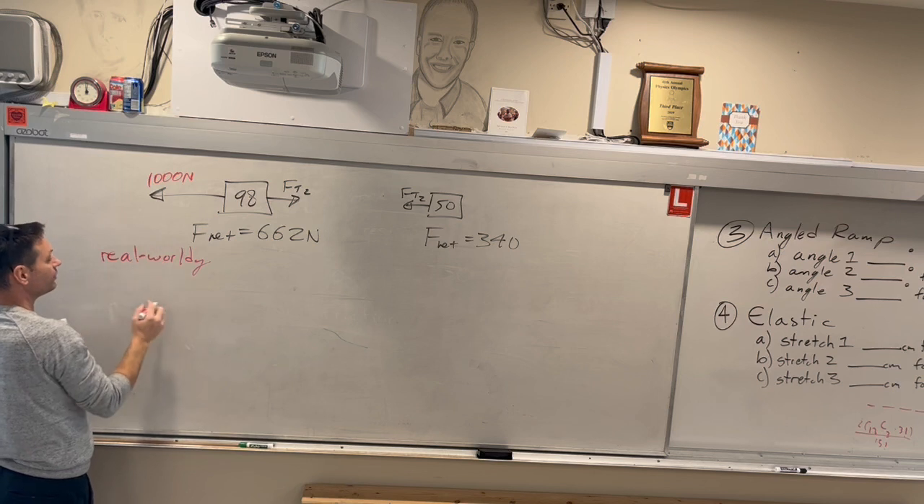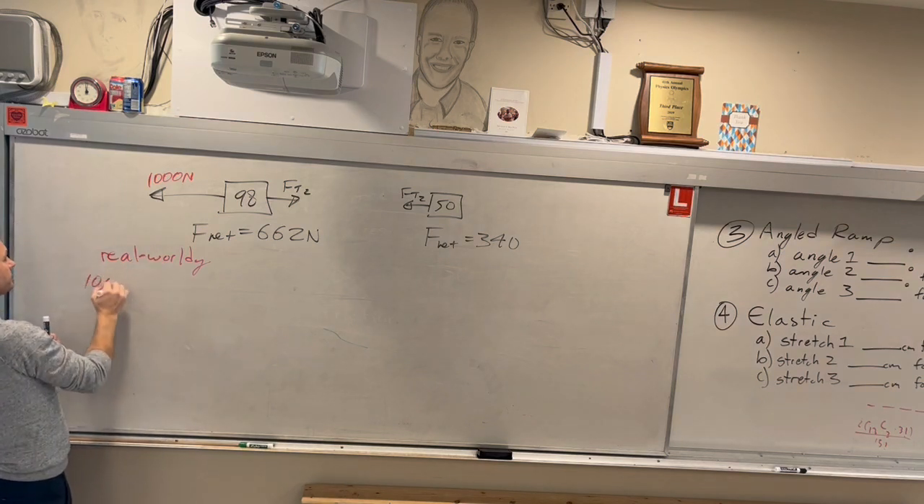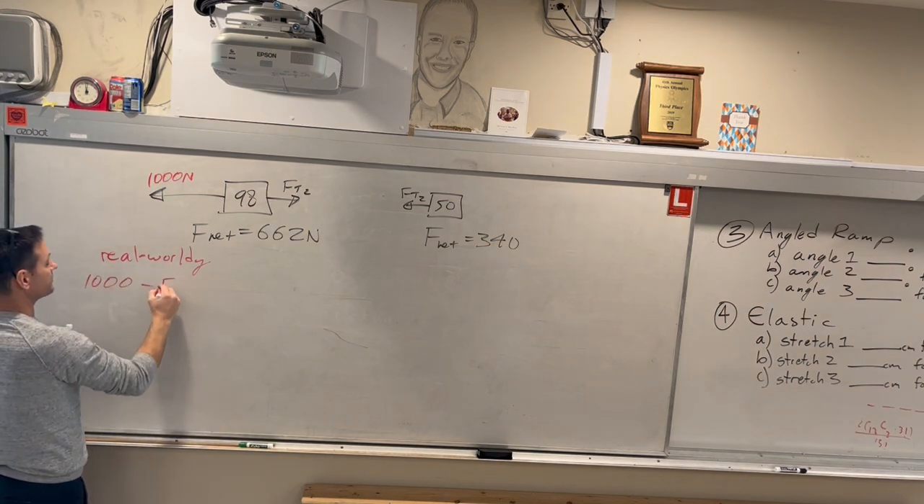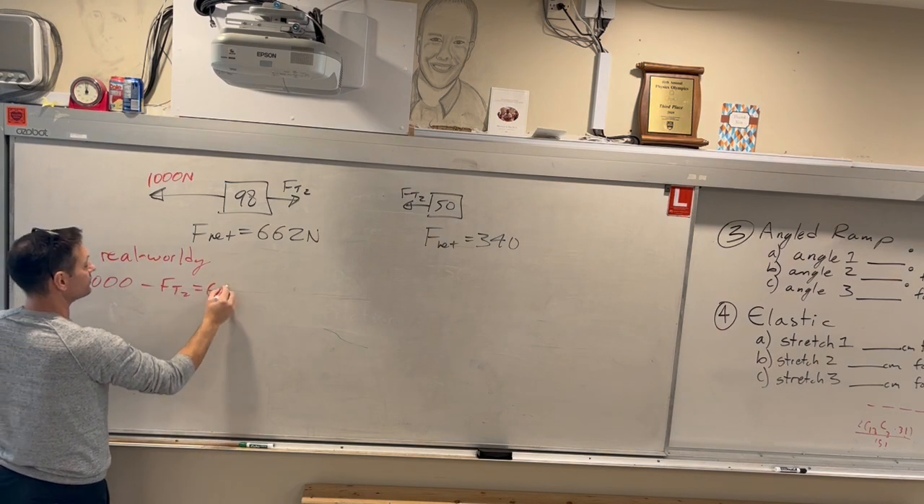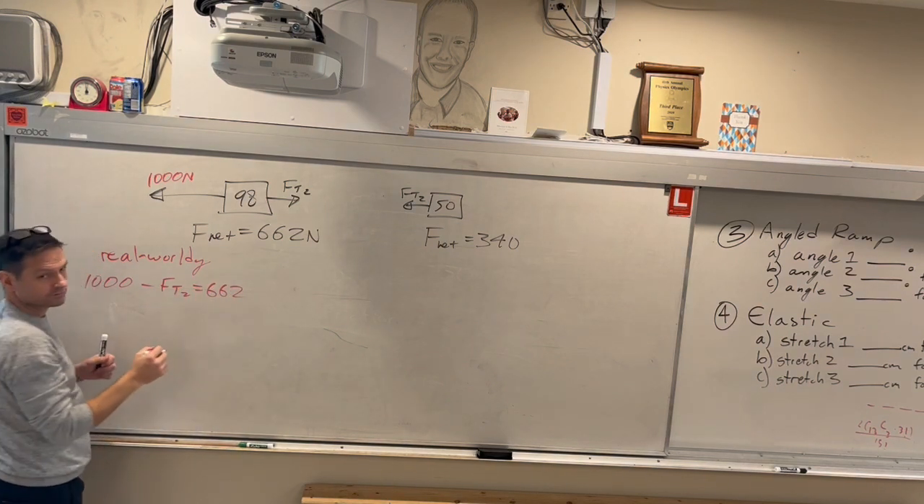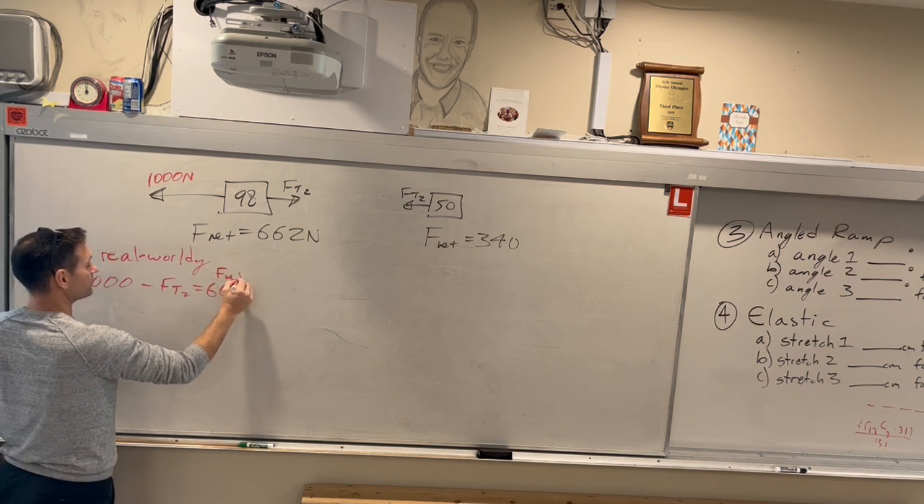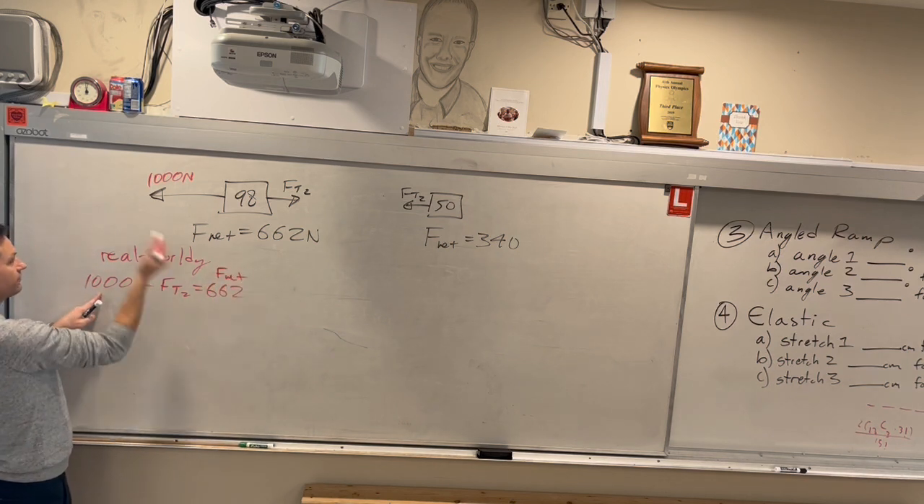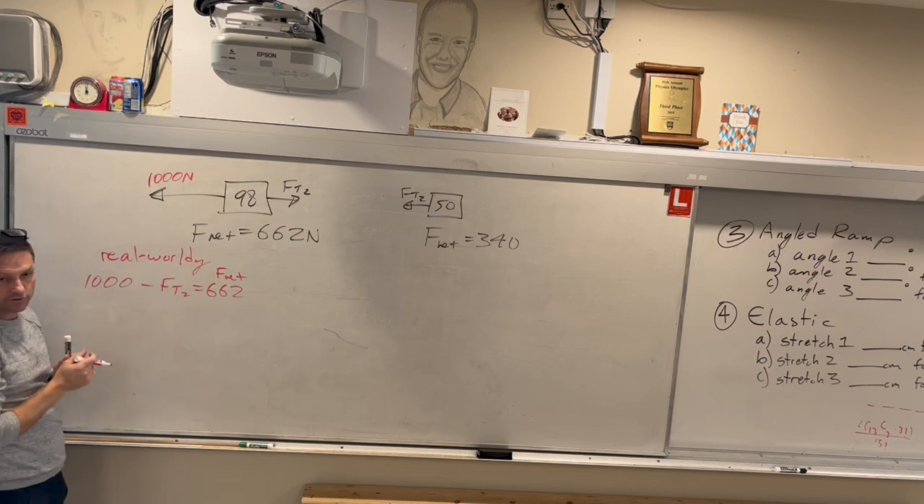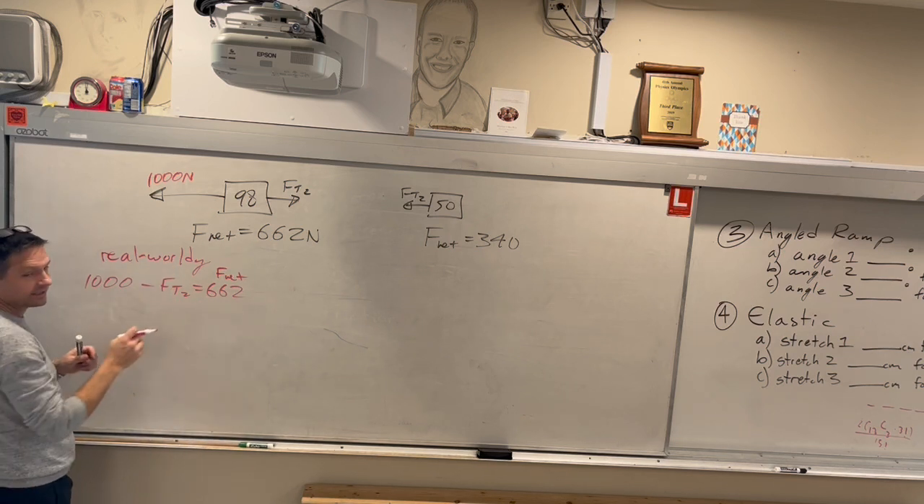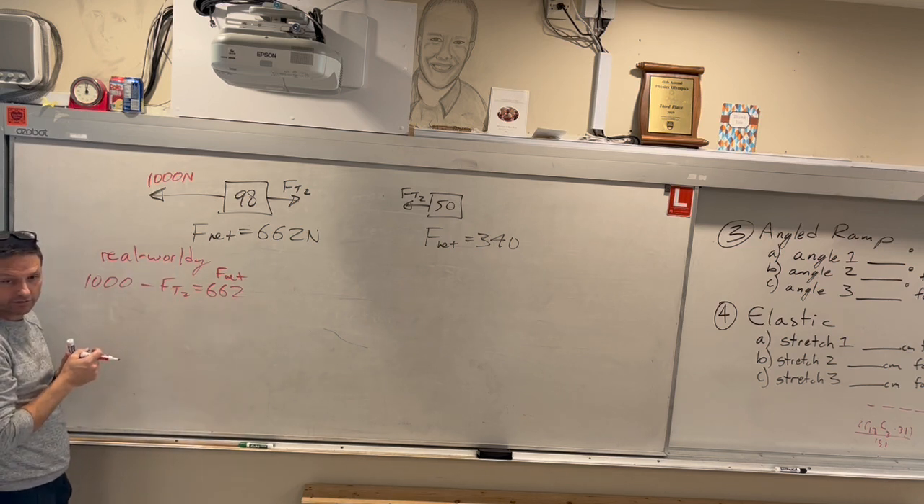And the real-worldy people are going to say 1,000 minus FT2 is equal to 662. So this is your net force. Your 1,000 is the forward force and FT2 is the backward force. These two compete, and that's how much they win by.